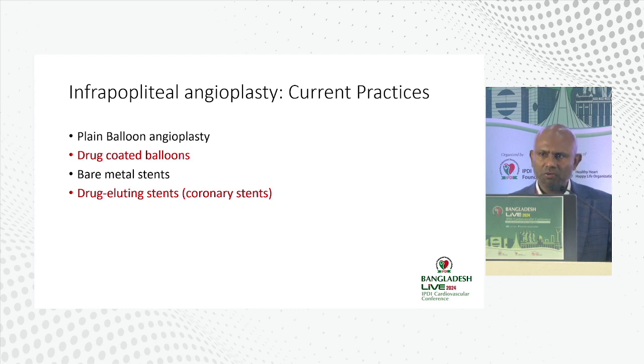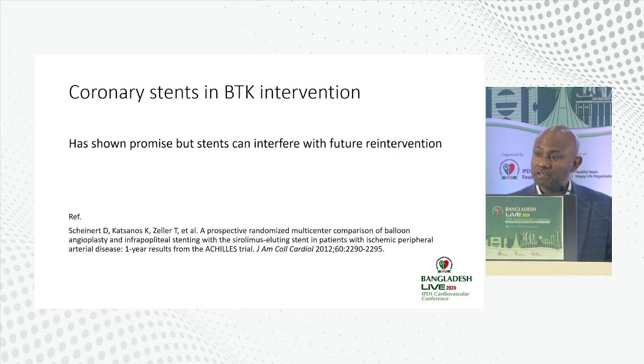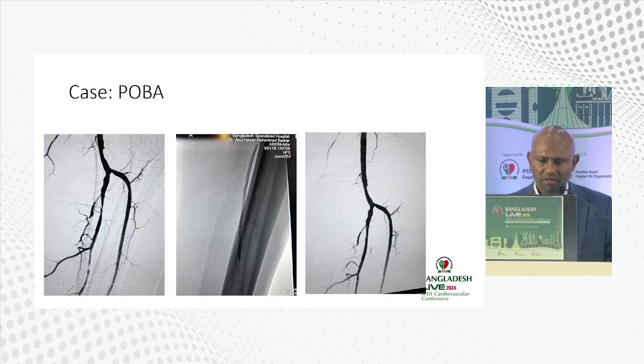POBA is the thing that we used to do over a long period of time. We have had the drug-coated balloons, we have the bare metal stents, mostly coronary stents being used in the infrapopliteal vessels, and the drug-eluting stents, the coronary stents. DCB is much better than POBA, that has been documented in studies. Here is one study like that. Coronary stents give immediate results, of course, but they hamper future reintervention that might be necessary.